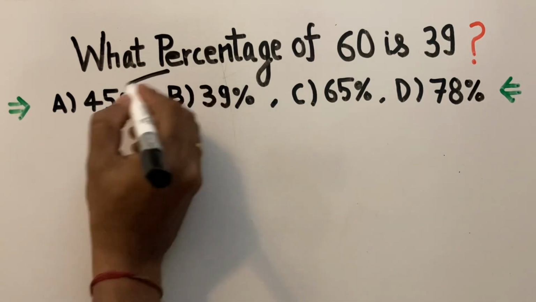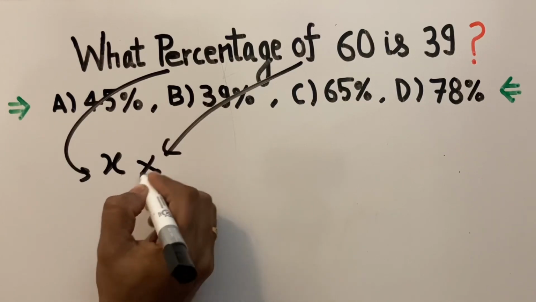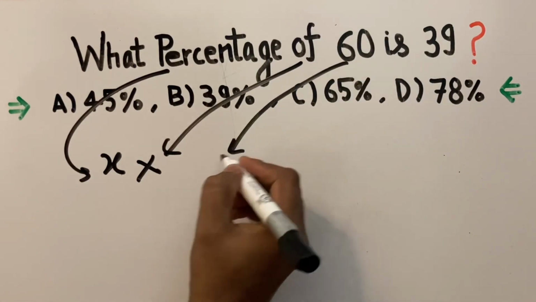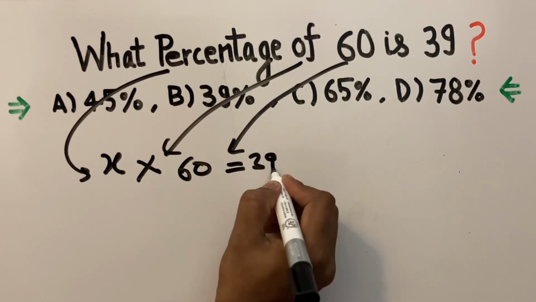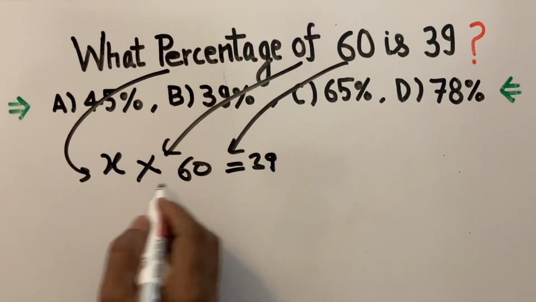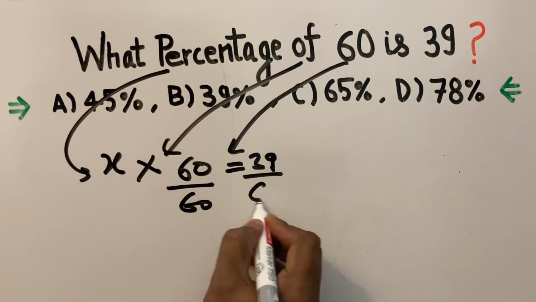Let's assume the percentage is x. Of causes multiplication, so the principal number 60 times x equals 39. Now divide by 60 on both sides of the equation, 60 upon 60.